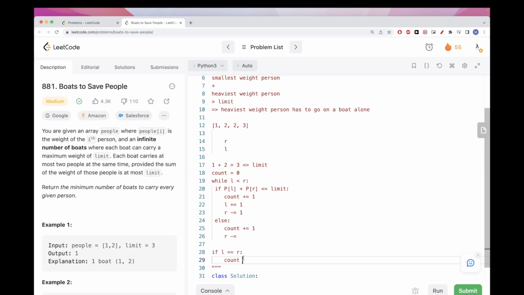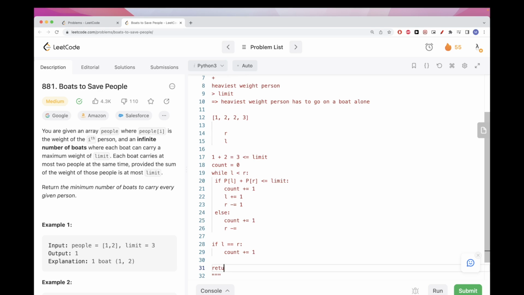So if they are equal, we'll increment the count because we need one boat for this last person. And that's pretty much it. We can return count. Okay. And that's exactly what will happen here. But let's just make this really clear.